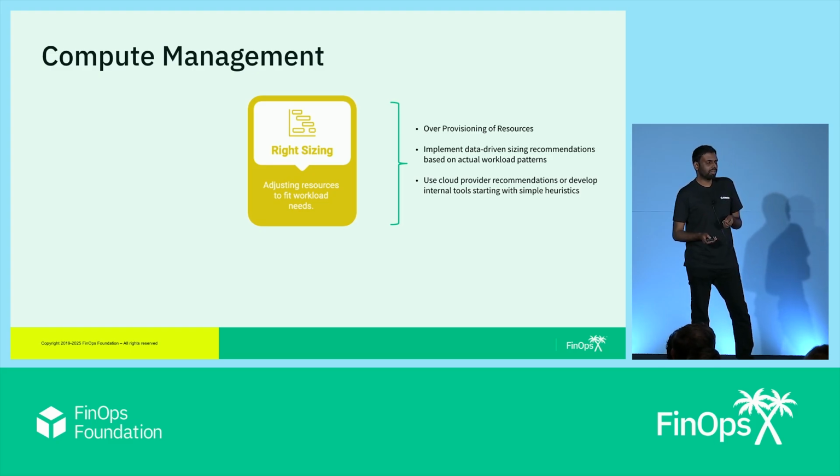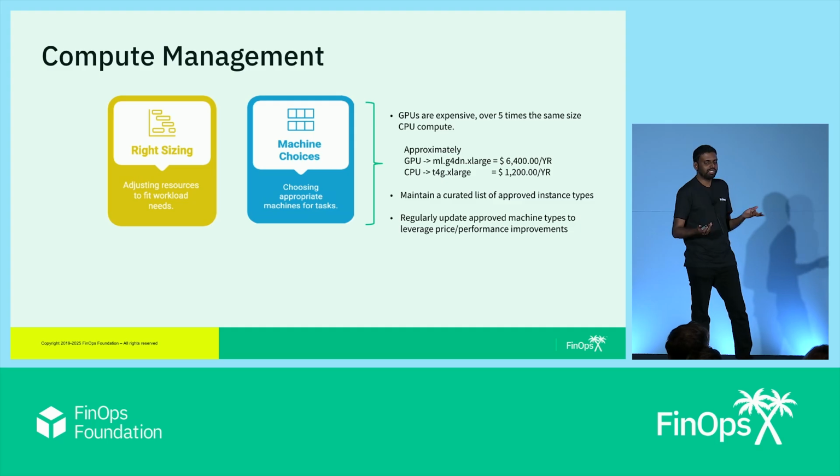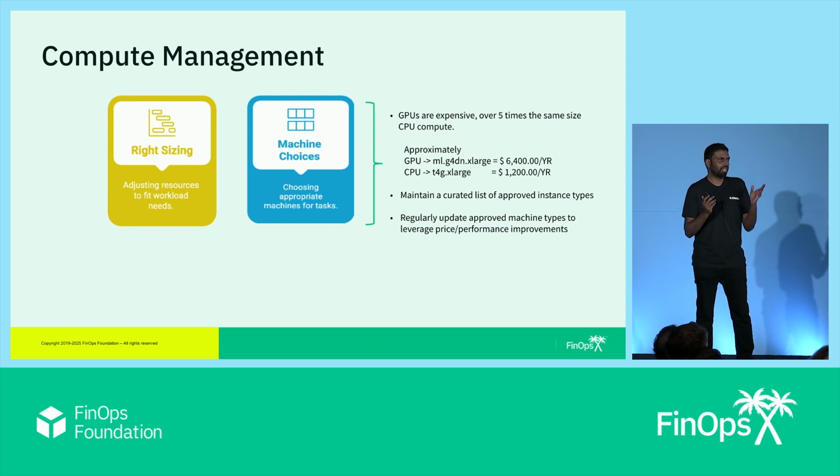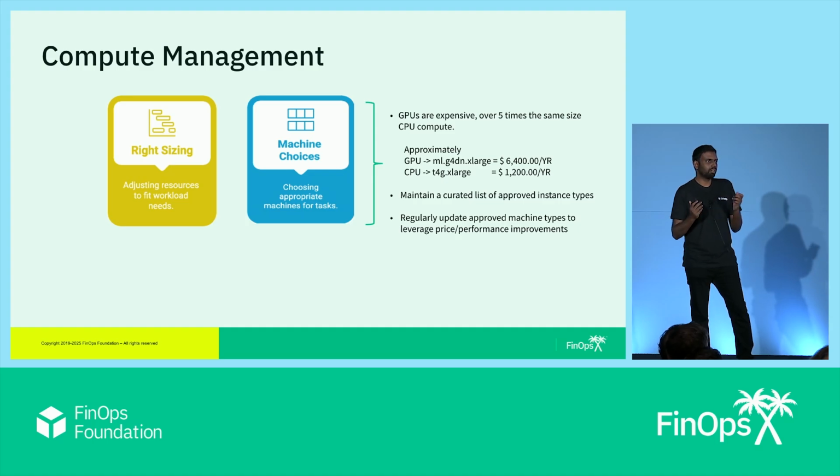But the second is the actual machine choices. Do you actually need a GPU? When we talk about AI/ML cost, I think it's like the elephant in the room. We all know that GPUs are expensive. Like you can see on the screen, an X-large GPU costs about $6,500 per year, and a similar CPU costs about $1,200. So that's a 5 to 6x factor that goes into it. This cost differential is one of the key factors that throws off our planning, the budgeting, and everything that goes into it. So there are a couple of ways to tackle this.